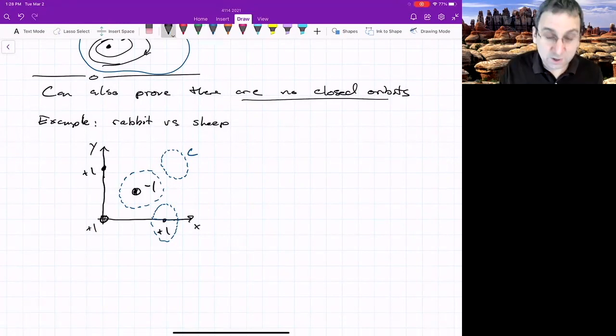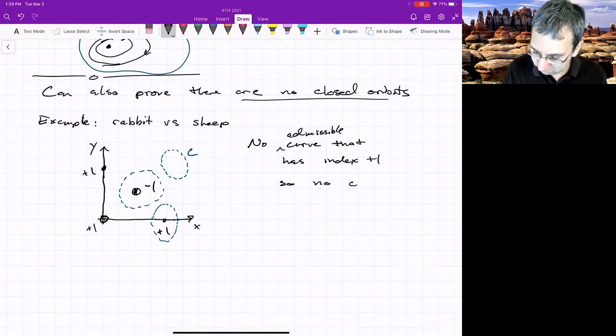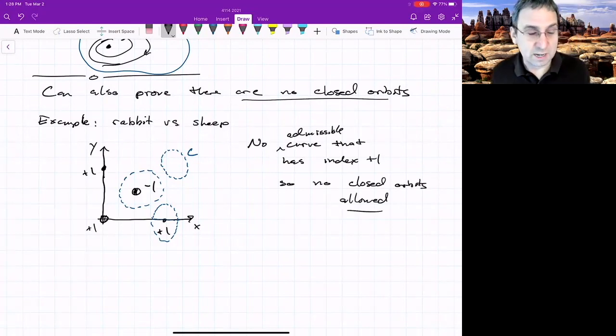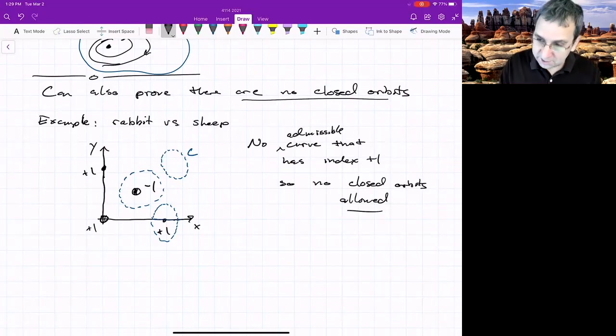So there's no curve we can come up with, I guess we could say admissible curve, that has index +1. So that means no closed orbits are allowed. So that could be pretty powerful. There can never be cycles in this system for the parameter values we showed. This is a predator-prey system, and predator-prey systems famously do allow cycles if you change some parameters. But for this set of parameters, the system we studied just doesn't allow them.